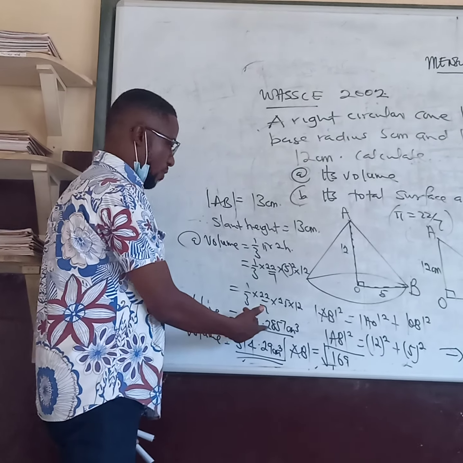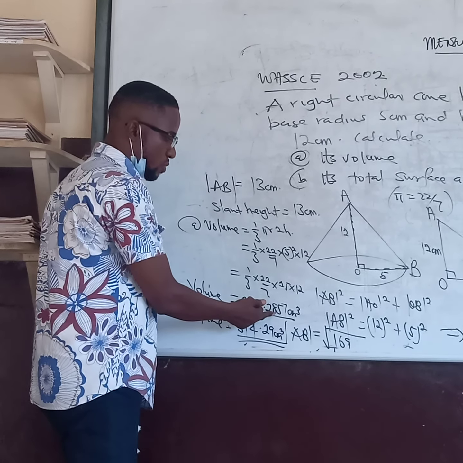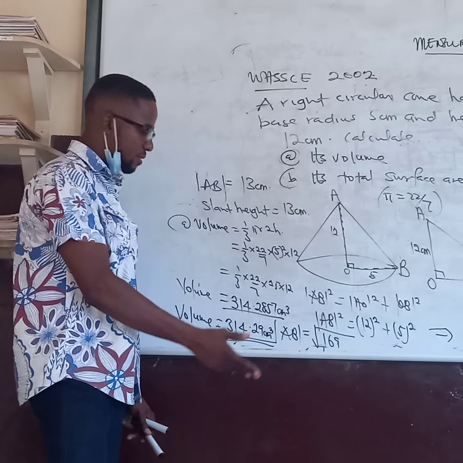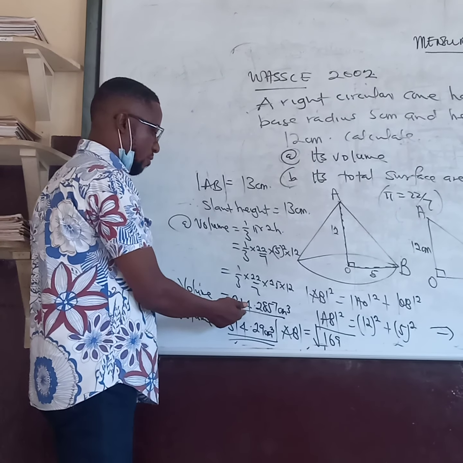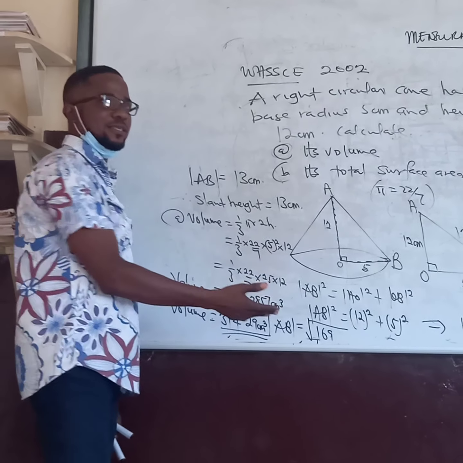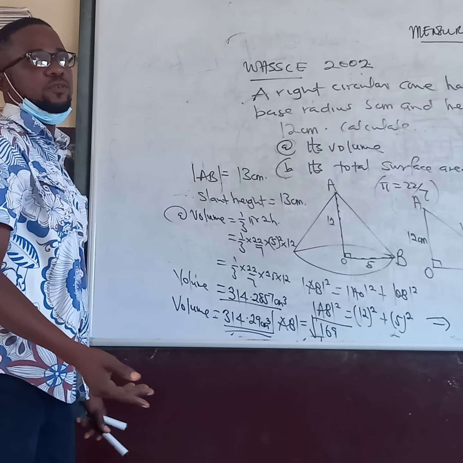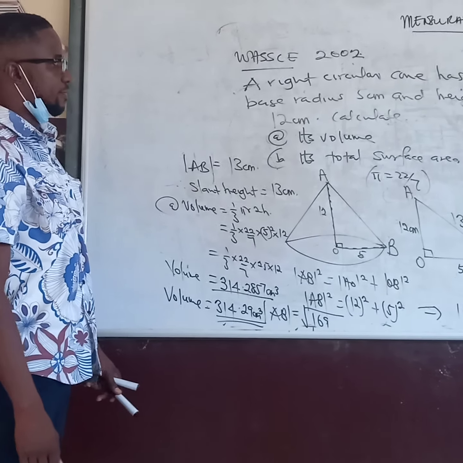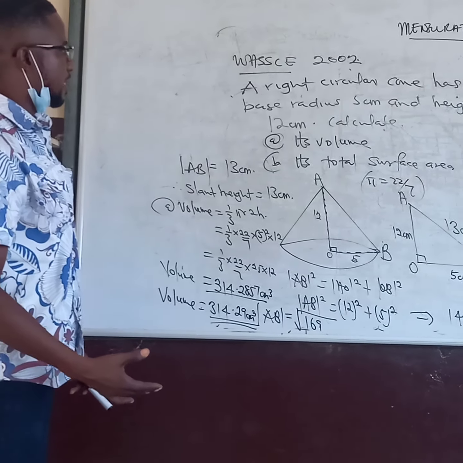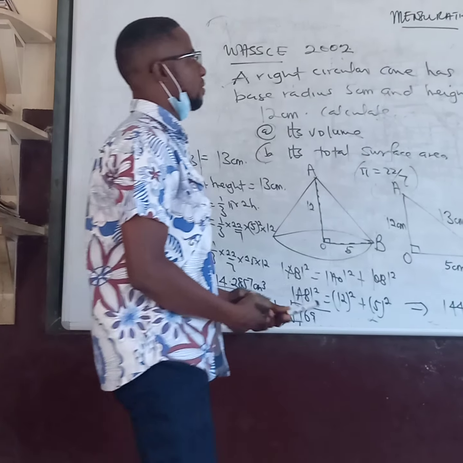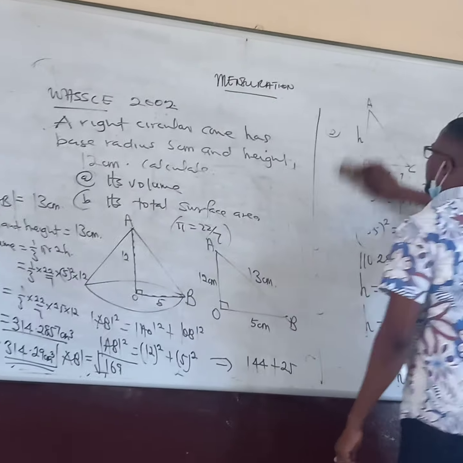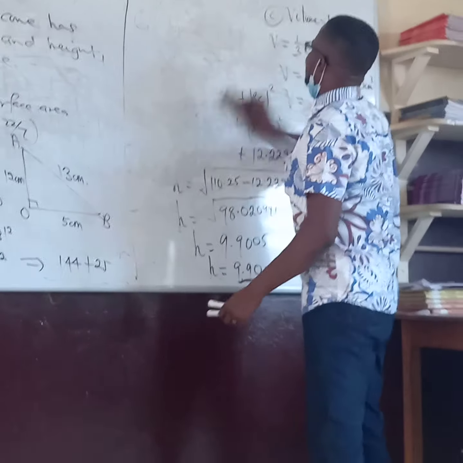So 314.286 is correct. Somebody can say 314.3 centimeters cube is also correct. Do you understand? Any question? Then the total surface area. How do we find the total surface area?